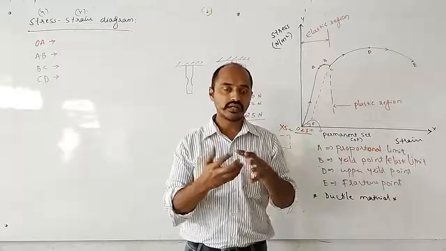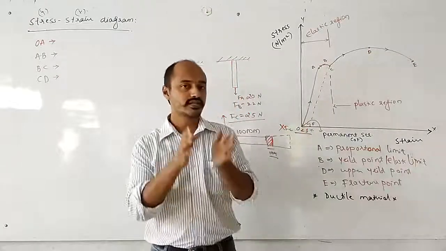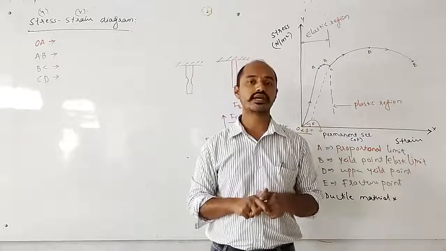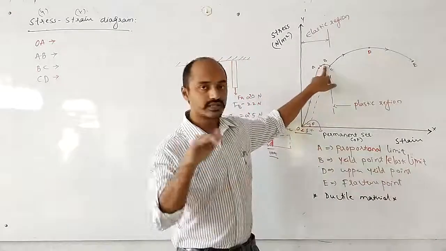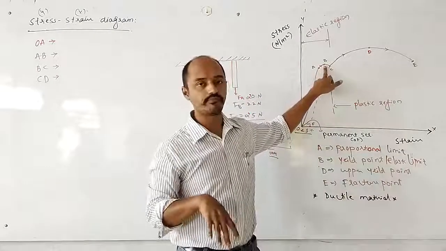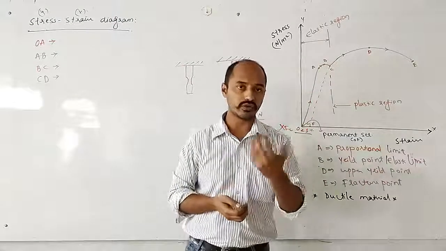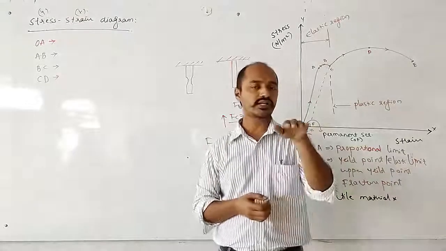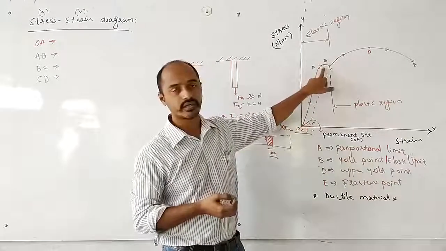After FA, as we go on increasing the force, stress and strain are still increasing. Then stress reaches the maximum point. That is called the yield point, the lower yield point, or you can simply say yield point, or you can say elastic limit. So up to the elastic limit, stress and strain are directly proportional to each other. That is point B. Right.